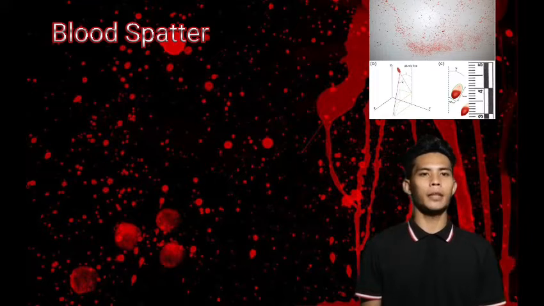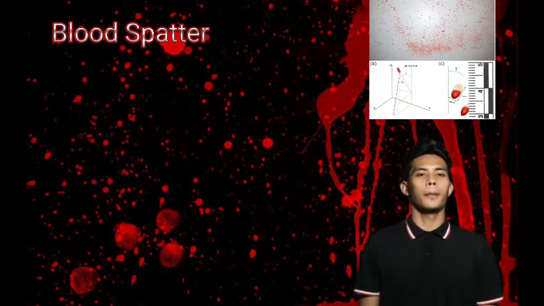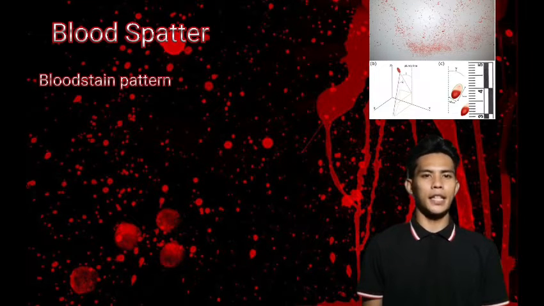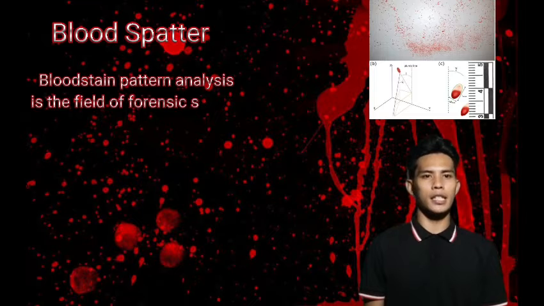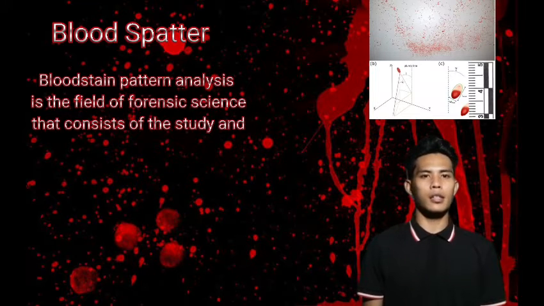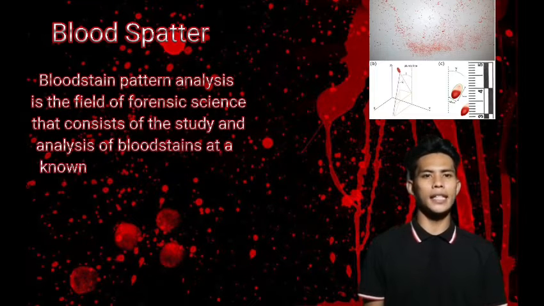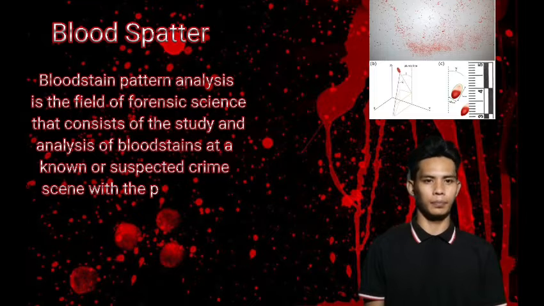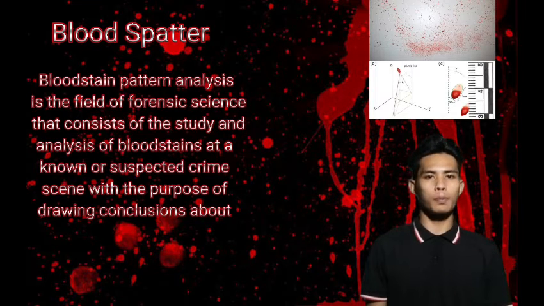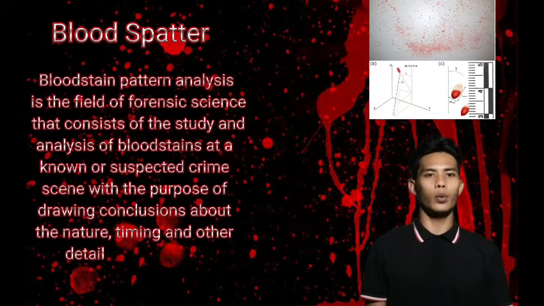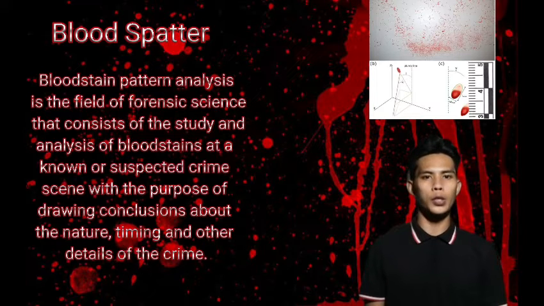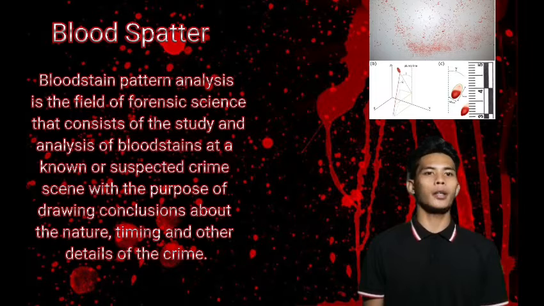But first, let me explain what blood stain pattern analysis, or blood spatter analysis, is. Blood stain pattern analysis is the field of forensic science that consists of the study and analysis of blood stains at known or suspected crime scenes, with the purpose of drawing conclusions about the nature, timing, and other details of the crime.